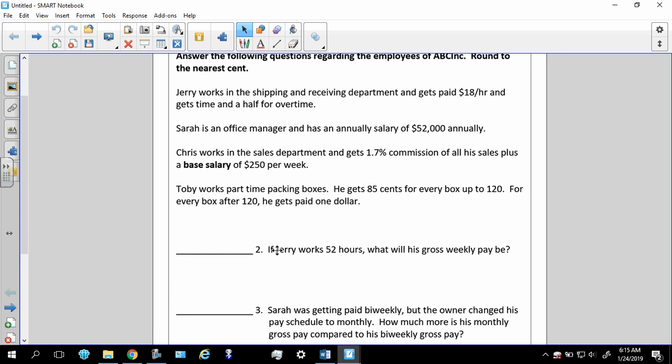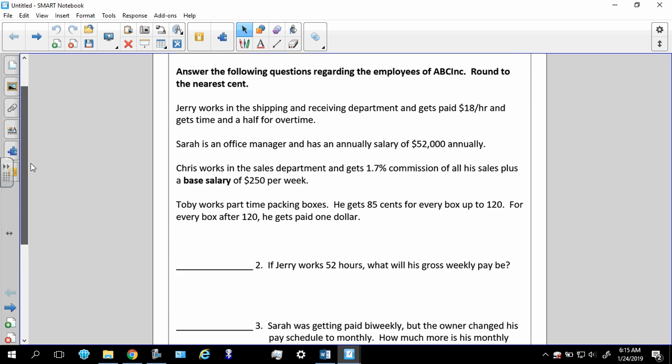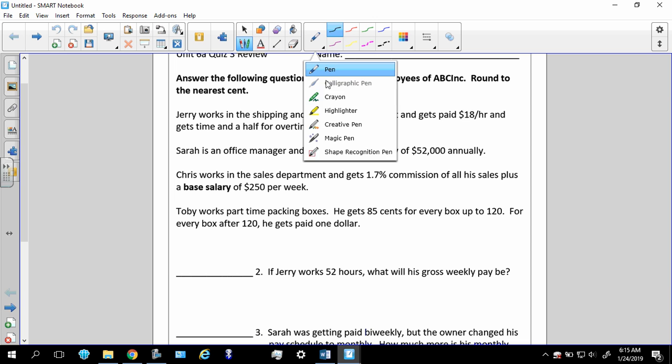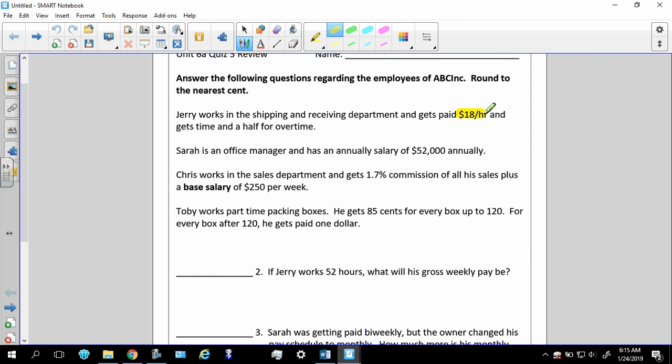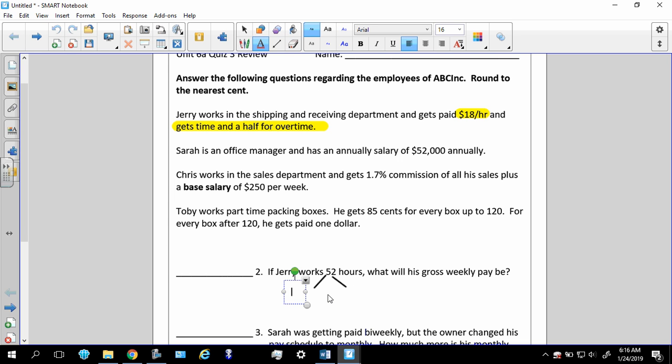All right, so if Jerry works 52 hours, what will his gross weekly pay be? All right, let's look up at Jerry. And if you see, Jerry is getting paid $18 an hour, and he gets time and a half for overtime. All right, so with that being said, he worked 52 hours. So remember, the numbers that you need to know going into this problem is that regular time, RT, is 40 hours. So anything else, which in this case would be 12 additional hours, would be considered overtime.